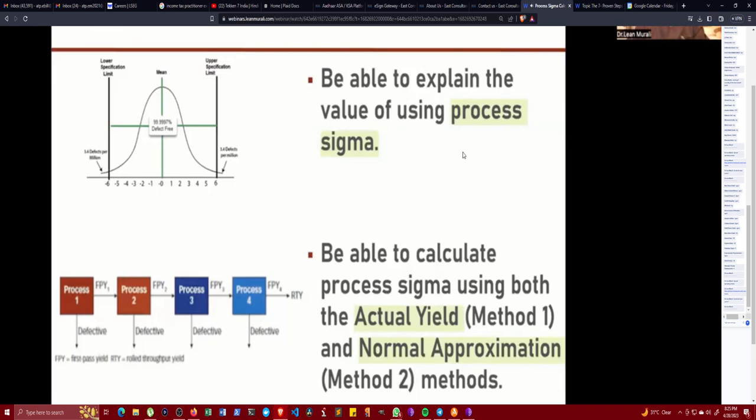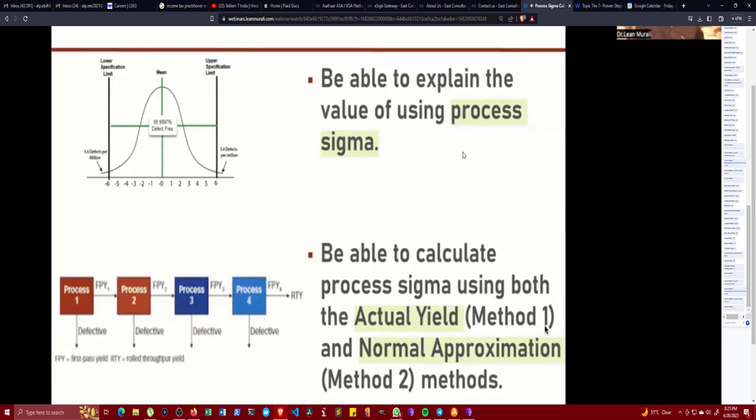Now the game is on. Every process has a capability. So first pass yield is the proportion that passes through the process. Based on that process capability, let us say 95% has gone through it. For the simplest calculation, I will take two processes. In the first pass, 90% passes through. In the second pass, 90% passes through.